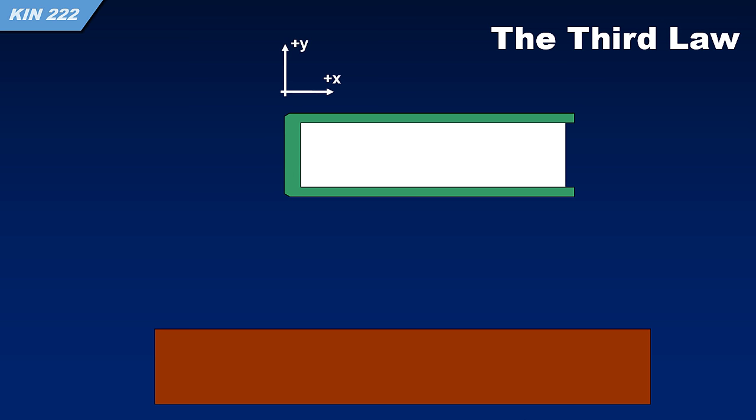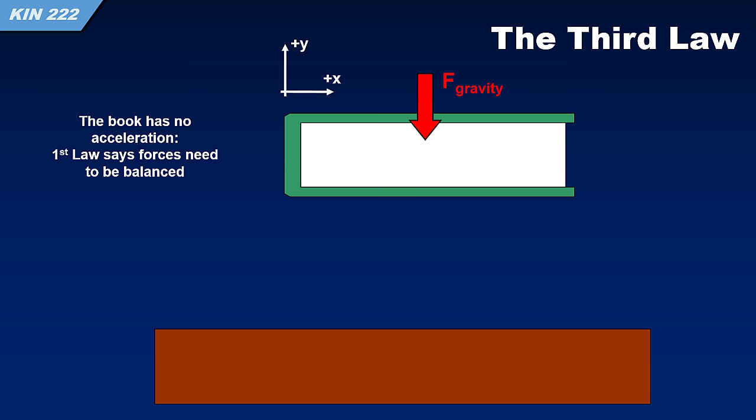If we look at the book, we know that the book will definitely experience an external force due to gravity. And we know from Newton's first law, if that book is just standing still and it has no acceleration, then all the forces on that book need to be balanced. So obviously gravity can't be the only external force acting on that book. Otherwise the forces would not be balanced, and the book would start to accelerate downwards. So there has to be another force applied to that book. Where is that force coming from? Well, we can probably guess that the force is coming from the table.